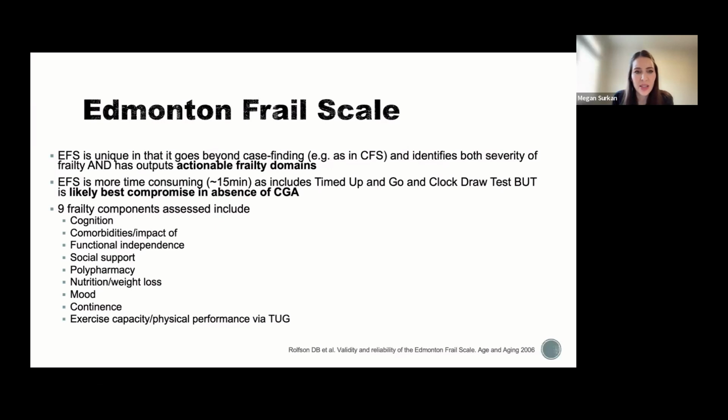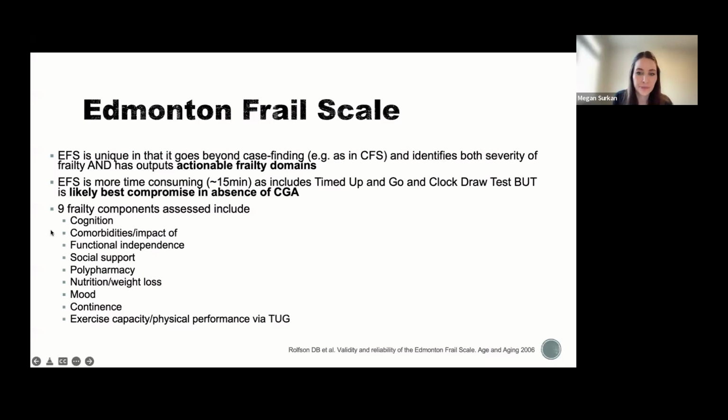It's unique in that it goes beyond case finding. So the clinical frailty scale is really good at identifying who is frail and how severe it is, but it doesn't go that next step of what are these components of frailty and how do we take action on these individualized frailty domains. The one downside, the EFS can take a bit more time to do because it is more comprehensive. It includes a timed up and go and a clock draw test, but it likely is the best compromise of all these frailty measurement tools. In the absence of a CGA, this sort of gives us these components.